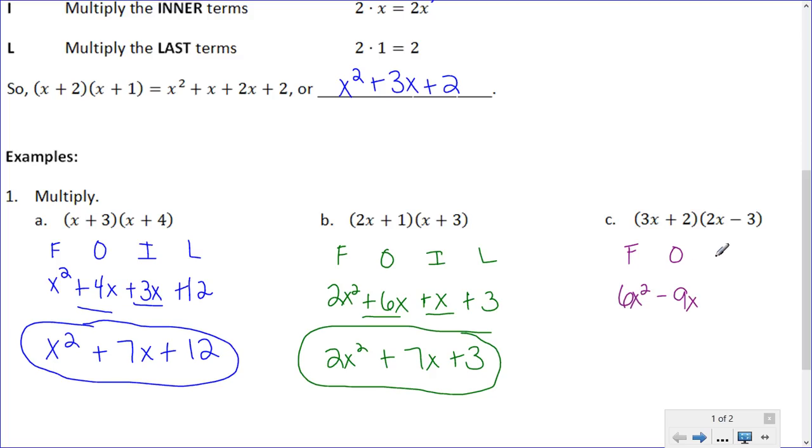The inner I, 2 times 2x is 4x. And the last L, 2 times negative 3 is negative 6. All right, and again, those middle terms are like terms. So we have 6x squared, and then negative 9 plus 4 is negative 5x, minus 6.